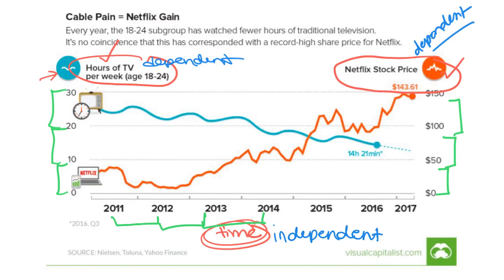Wonderful. Now we need to look for the source of our data, and luckily it is right here. The source is Nielsen, Toluna, and Yahoo Finance. Wonderful. Hopefully in this video, you were able to better understand how to read graphs and how to understand basic graph skills.